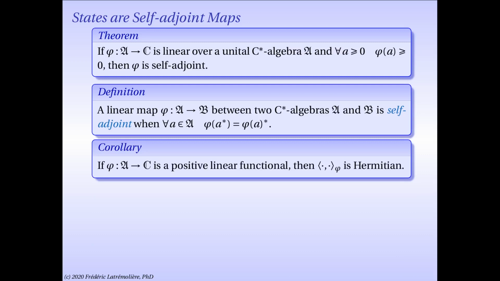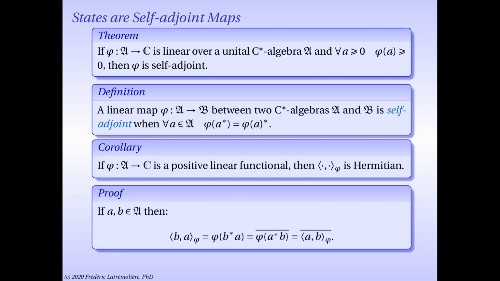Now, a little corollary is that the pairing we defined using a positive linear functional on the previous slide is not only positive and sesquilinear, it's actually also Hermitian. And the proof is this one line.